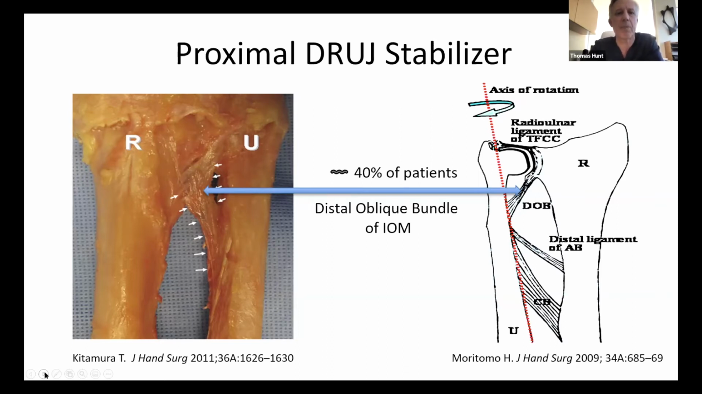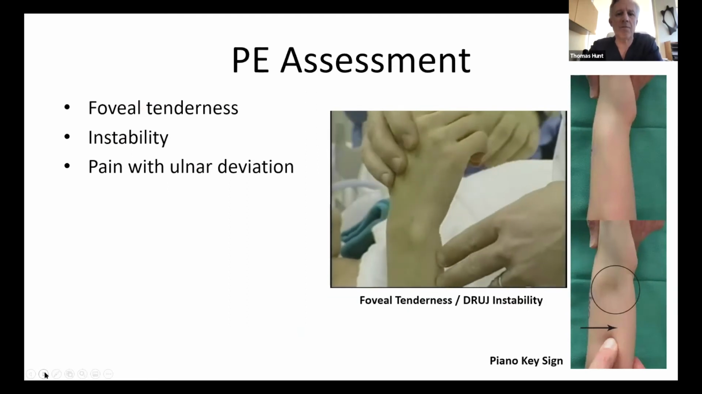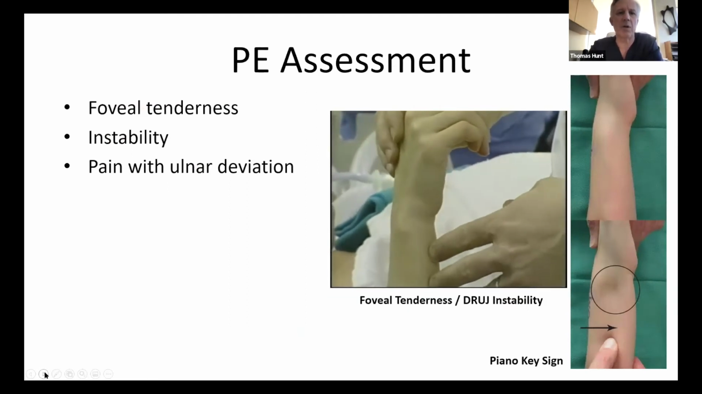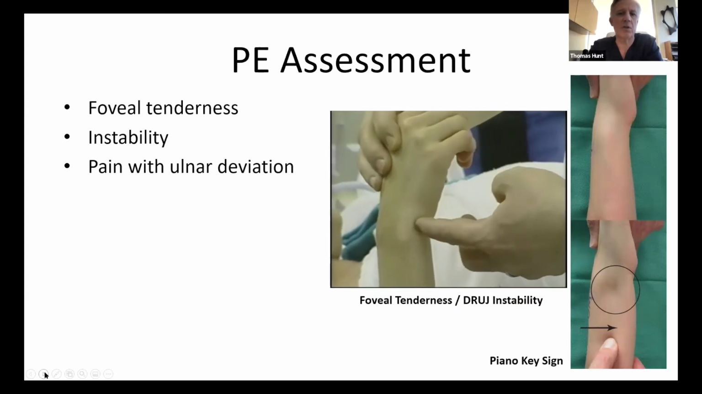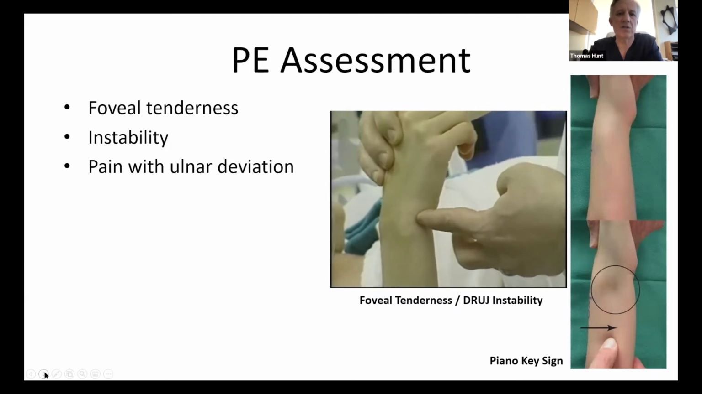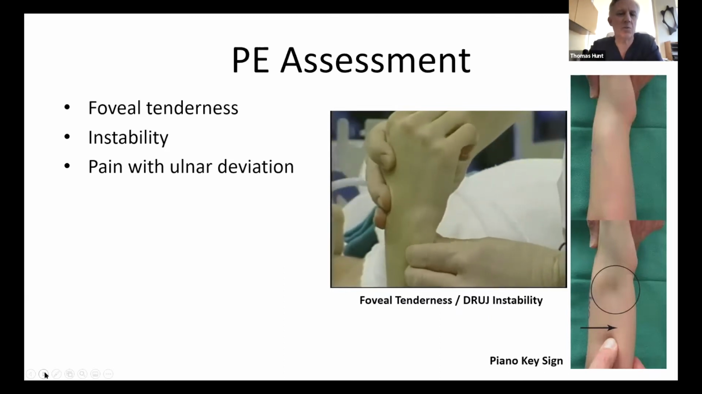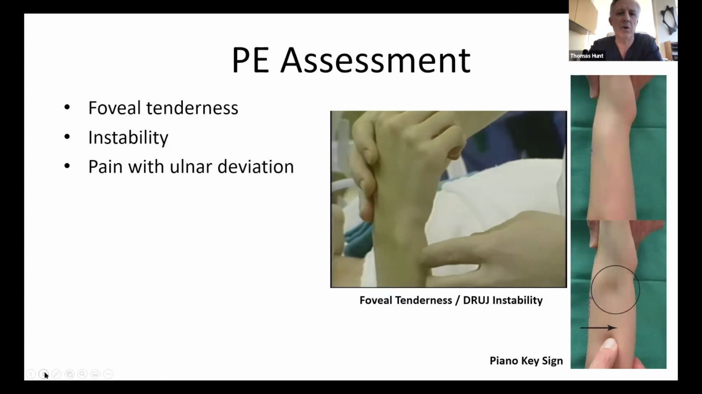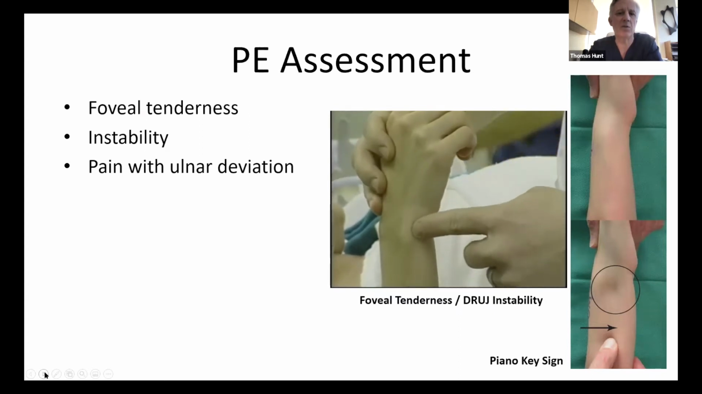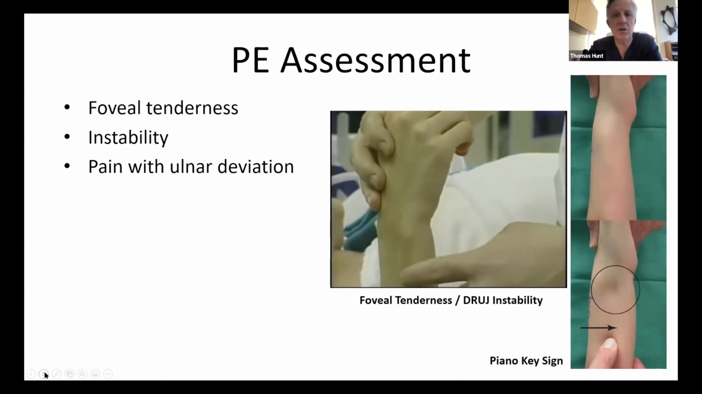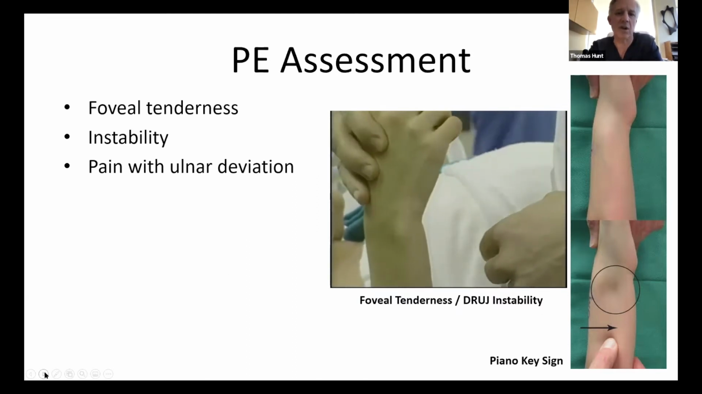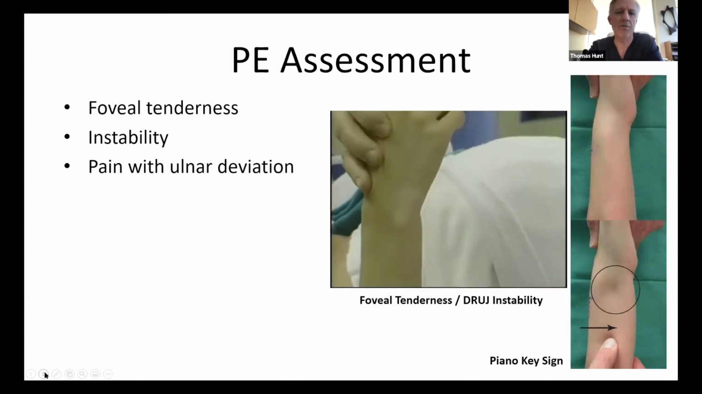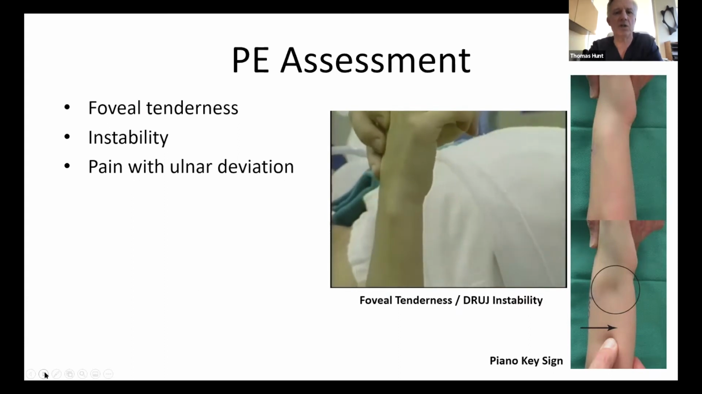So next, please. But if we look at physical exam assessment, we think of a few things that are pretty classic. One is foveal tenderness, and I'm pointing to the fovea right now, consistent with triangular fibrocartilage tears, especially peripheral tears. Instability, as you're seeing now with a simple shuck test in neutral position, in full supination and full pronation, and obviously in comparison to the other side. And also other findings, like, for example, ECU subluxation, which you see occurring here as well.